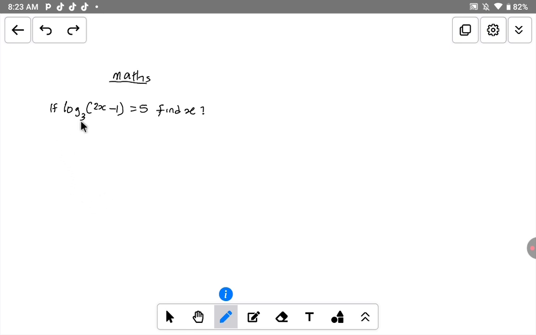The question is that if log base 3 of (2s minus 1) is equal to 5, find the value of s. So we're told to find the value of s. Now, how do you solve this question?